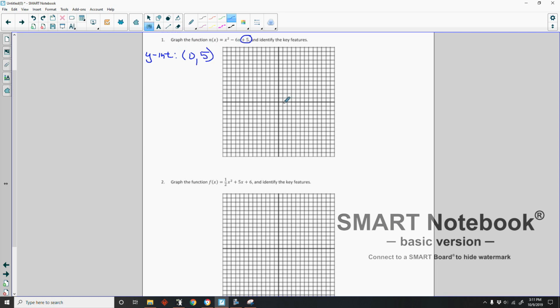Okay, so there's one point I can graph. Over 0, up 1, 2, 3, 4, 5. So I put a point right there. There's my y-intercept.